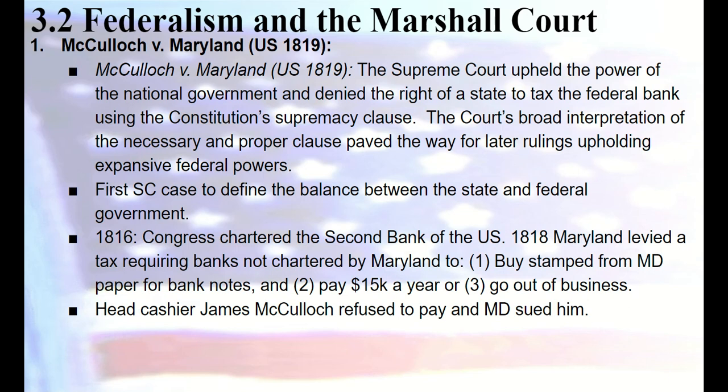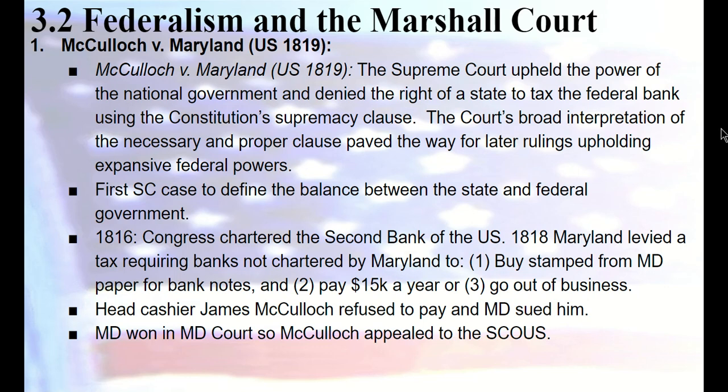They required the banks that were in the state but not chartered by Maryland to buy stamped paper from Maryland to write banknotes on, and to pay $15,000 a year or simply go out of business. The head cashier for the Second Bank of the United States in Maryland refused to pay, and Maryland sued him. Maryland won in Maryland court, not surprisingly, and so appealed to the Supreme Court of the United States.